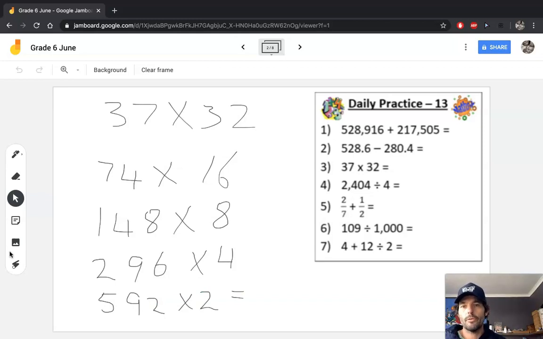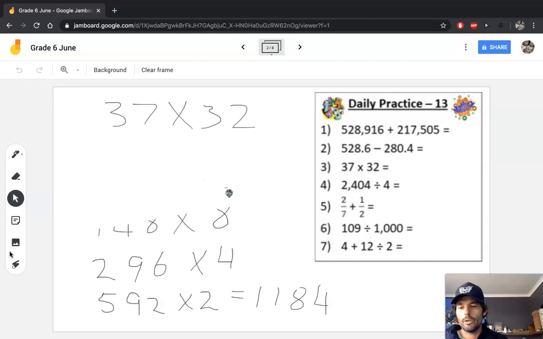So double 500 is 1,000, double 90 is 180, double 4 is 8. So if we put that together, we get 1,184. Okay, let's just go have a look at another method to see if our calculations actually work out.